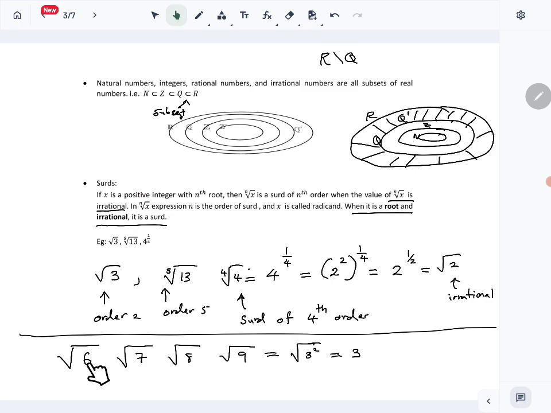But inside a square root, if you have non-square numbers, like 6 is non-square, 7 is non-square, 8 is non-square, all 3 of them are irrational and surds. Right, remember that trick. This works for square roots. If the number inside of the square root is non-square, it's automatically a surd, then it's irrational, right?